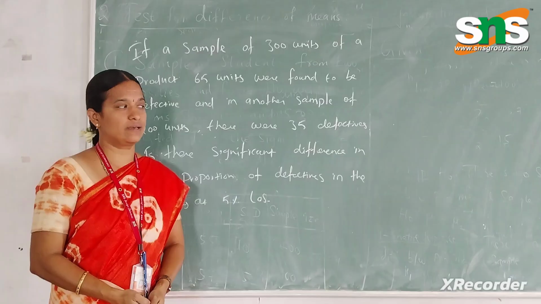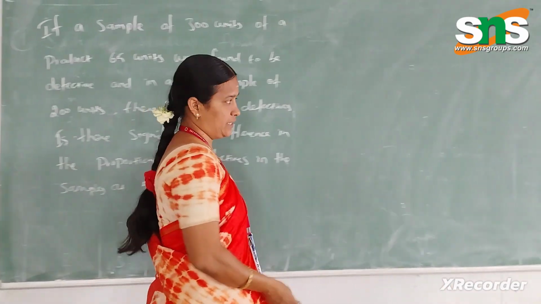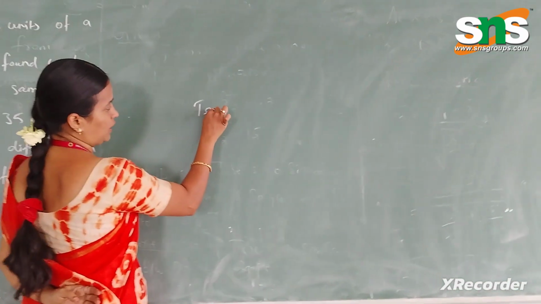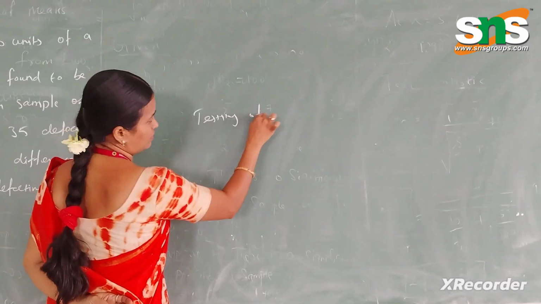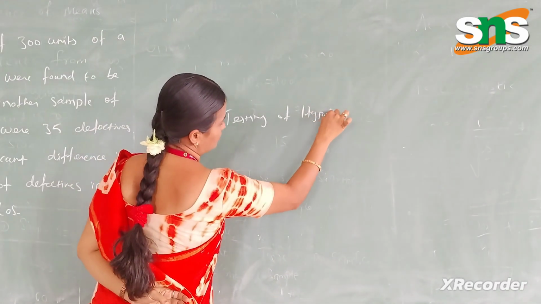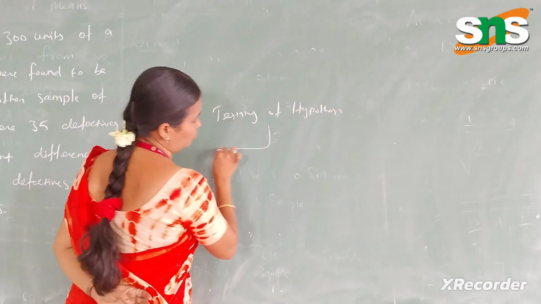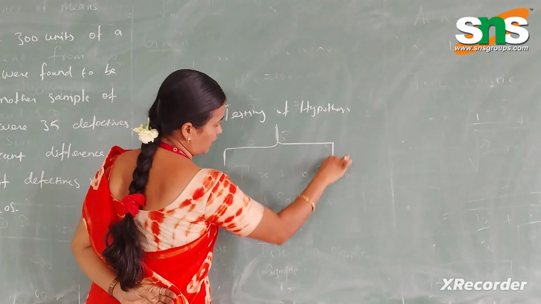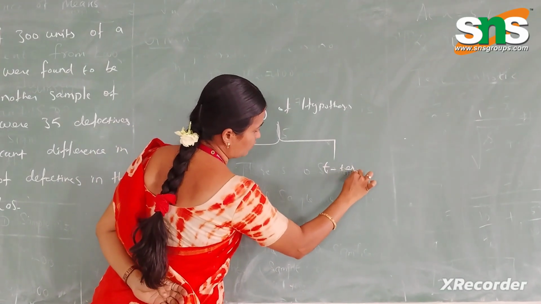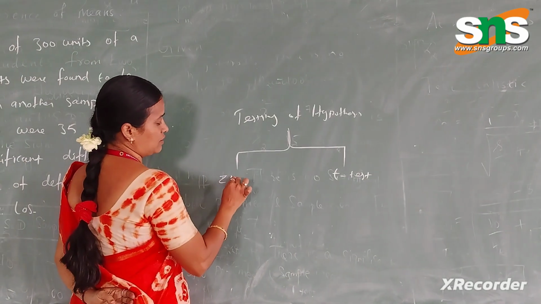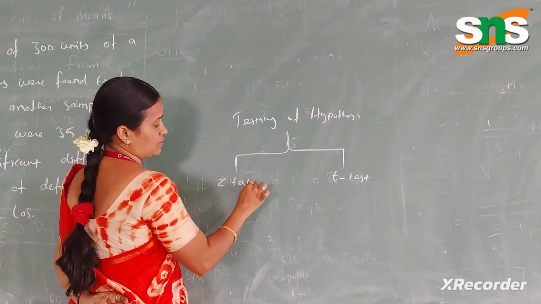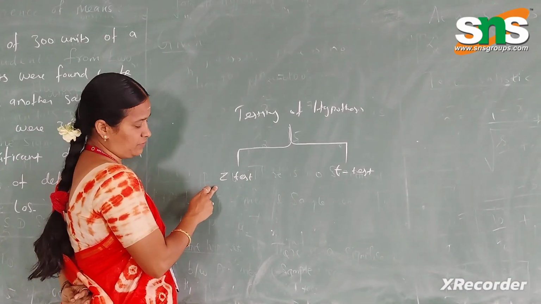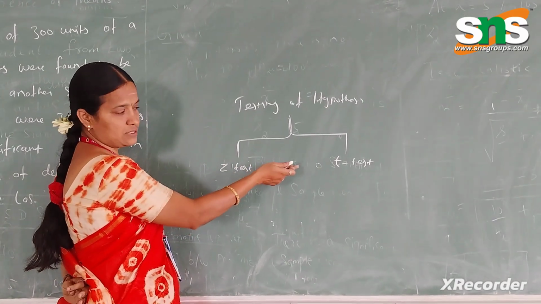So what did we discuss in our last class? In testing of hypothesis, we have two types of test. One is the z-test and the second one is the t-test. The t-test is for small samples and the z-test is for large samples. When the n value is greater than 30, we use the z-test; when n is less than 30, we use the t-test.